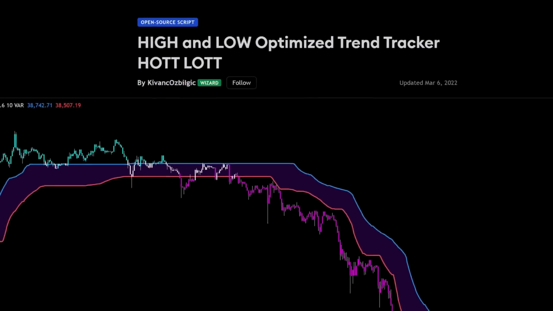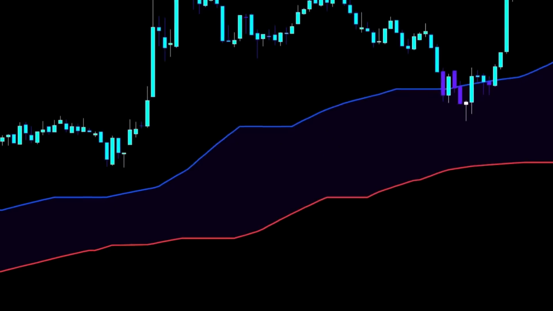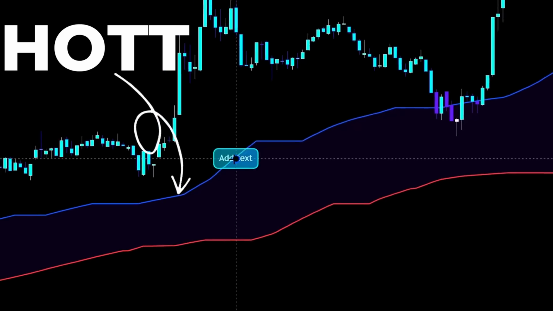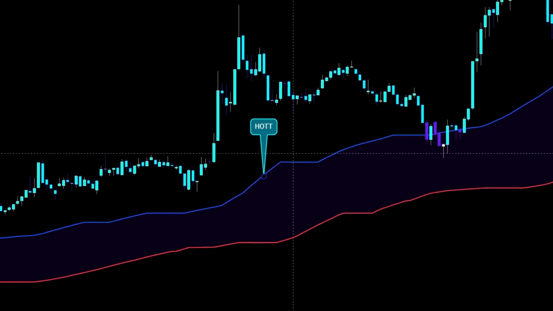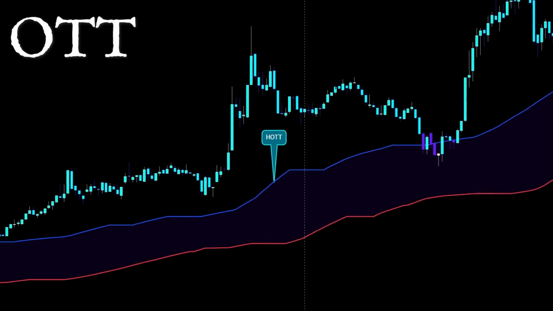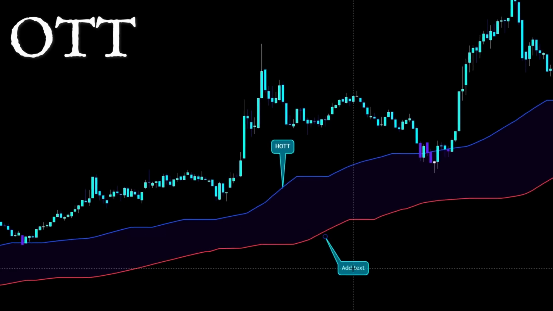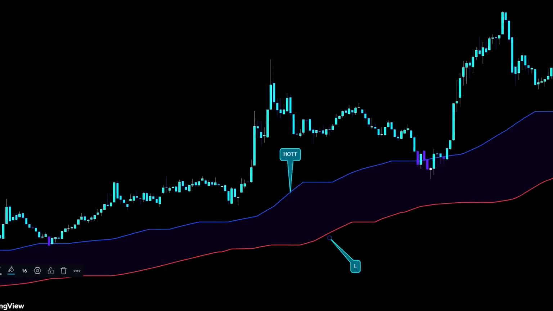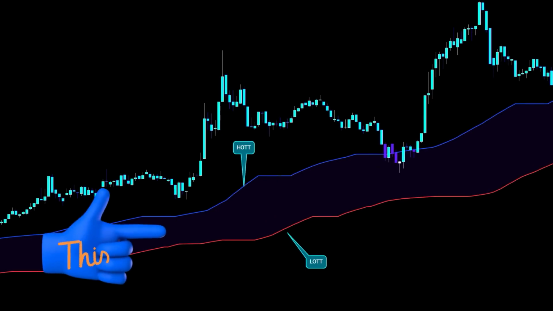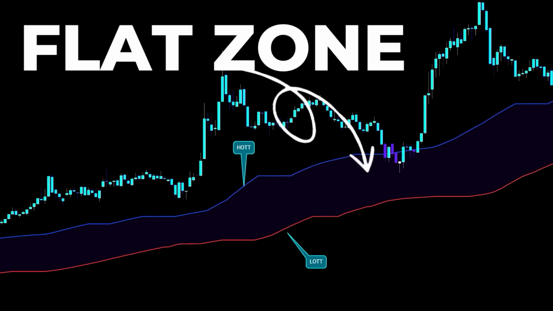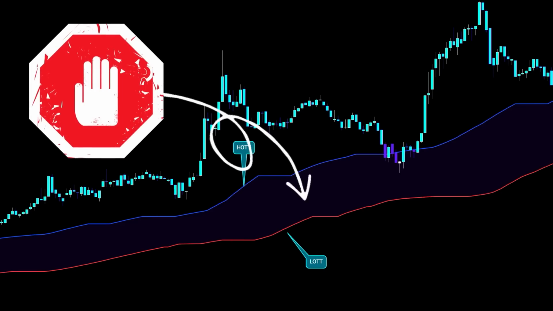This awesome indicator has two lines, highest price value HOTT and the lowest price value LOTT, which comes from the original default OTT settings. There's no moving average in this version, but don't worry, we've got everything we need. Nice. The area between the HOTT and LOTT lines is called the flat zone, and it's a good idea to just chill and do nothing when the price is hanging out in this zone.